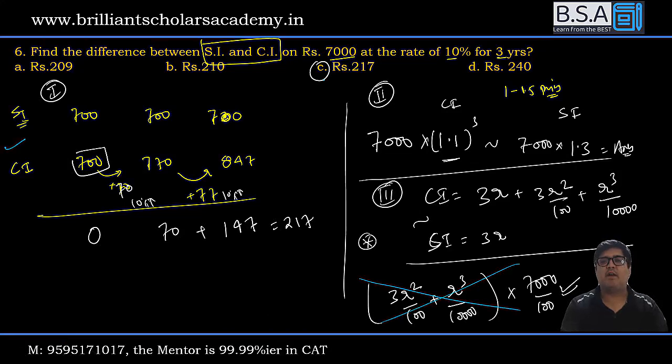First is the best one because numbers are very simple. 10% of 7,000, 700 rupees. It does not change. Then 700 plus 10% plus 10%. And this is the gap. This is calculator based. If you have a calculator, you can easily find the answer.